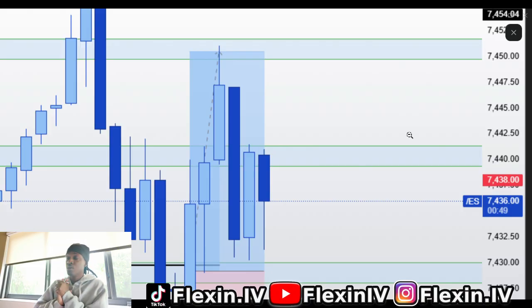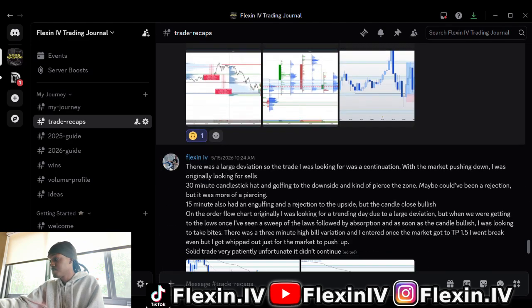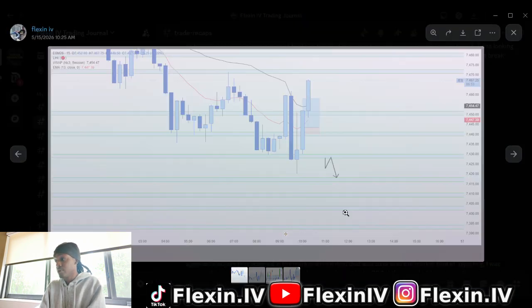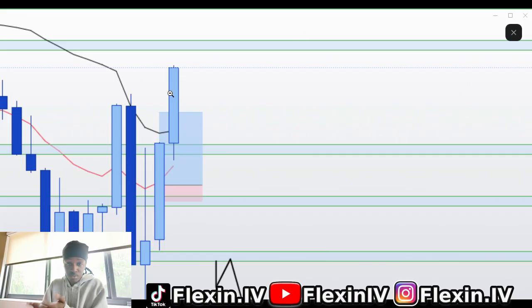What I did was I got up, walked around, went outside, did my devotion, came back, and then I looked for another setup. Now let's go to that other setup that I ended up taking. It's going to be this one right here. As you can see, the market ended up continuing to push.